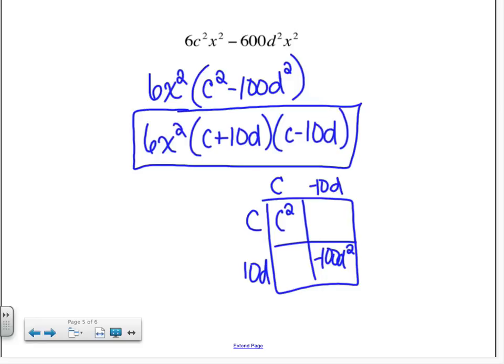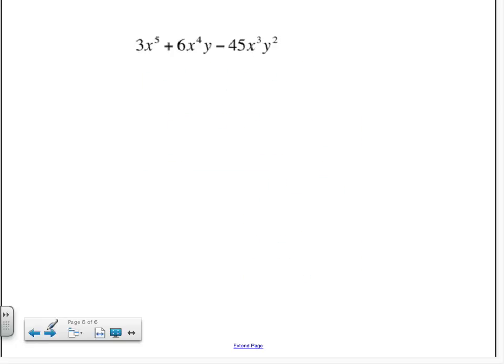And then when you multiply it out, negative 10 times d times c is negative 10cd. And then 10d times c is 10cd. And you can see that 10cd plus negative 10cd, those cancel each other out. And you have c squared minus 100d squared. So that factors into c plus 10d times c minus 10d. So there's another way to do it.